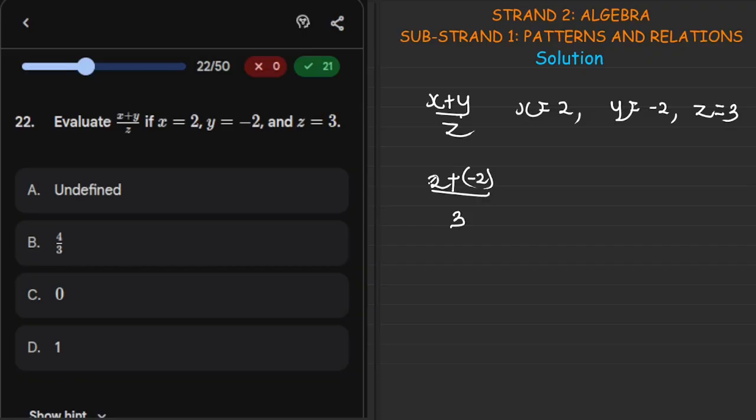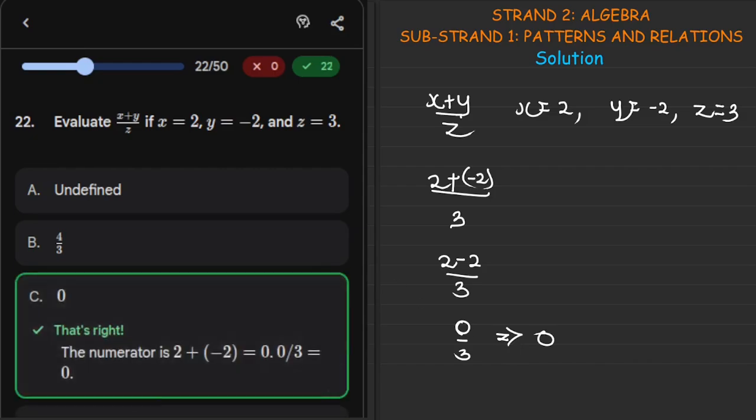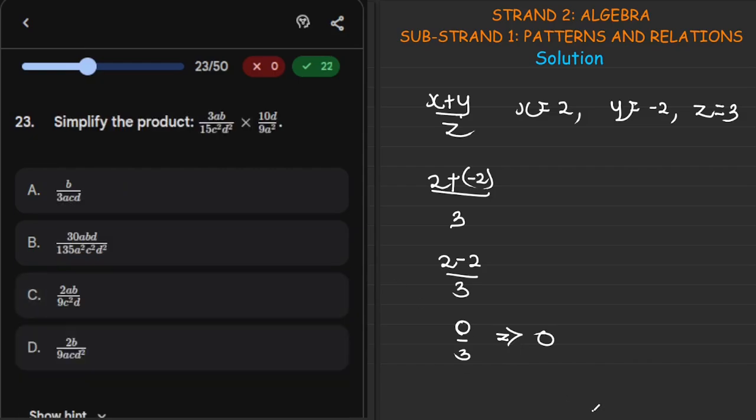Hence, in this case, we have 2 plus negative 2. That is a 2 minus 2 over 3. 2 minus 2 gives us a 0. So we have 0 over 3. Now 0 over any number remains what? 0. So that becomes our answer. Question number 23.